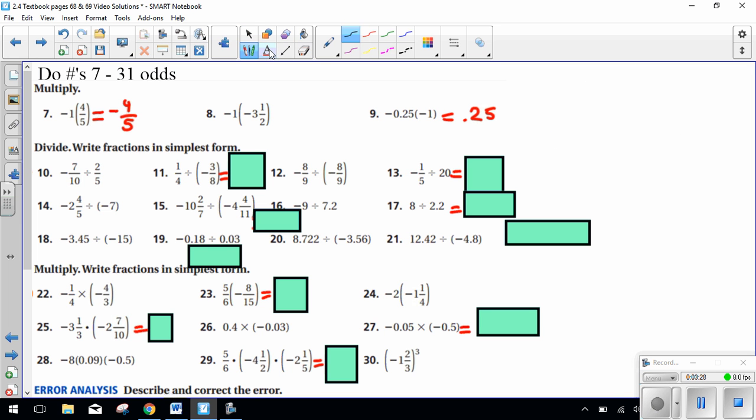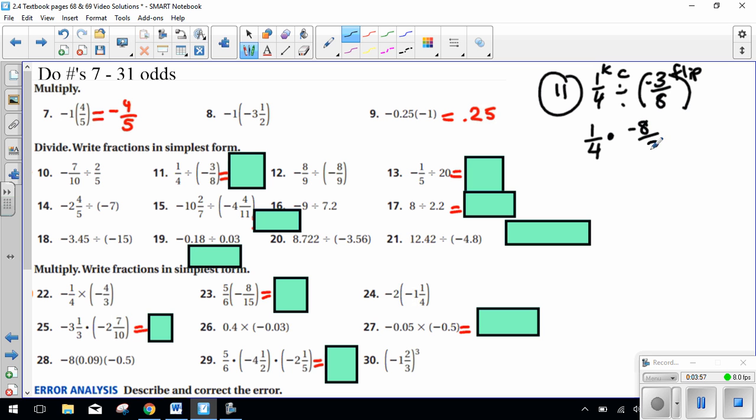Okay, let's go to number 11. In number 11, we have 1 over 4 divided by negative 3 over 8. So in division, we change divide to multiply. So kind of like subtraction, keep, change, and then this is flip. So we change this to multiplication, and we're going to flip this. So it becomes negative 8 over 3. So that's the reciprocal.